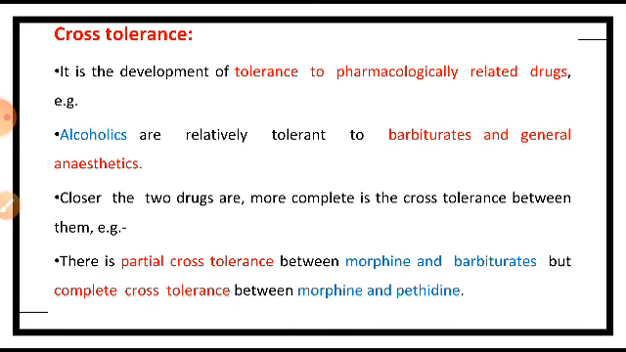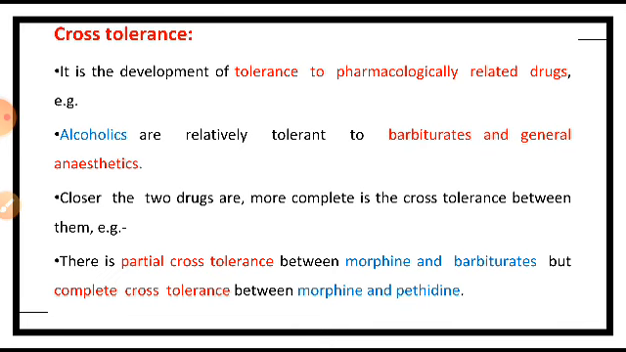This is another very important term called cross-tolerance. Later you will learn one more term called cross-resistance, which happens in the same way. Cross-tolerance means the development of tolerance to pharmacologically related drugs. Means if you have drugs which are related pharmacologically or chemically, of a closer category, similar type of drugs, then if the body is tolerating one drug, maybe the tolerance automatically develops for the other drug also, right? The same thing happens in case of resistance also, okay?